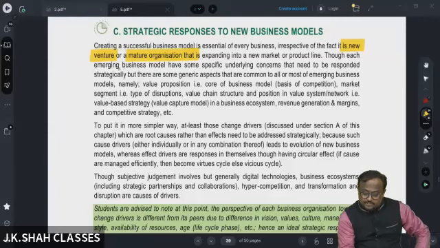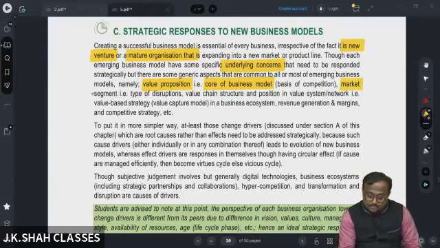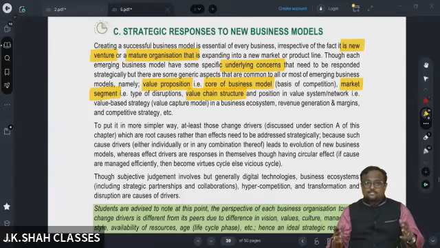So though each emerging business model has some specific underlying concerns that need to be responded to strategically, there are some generic aspects that are common to all or most of the emerging businesses, namely value proposition. Value proposition means the core of your business model, what is different about you, your different market segments, and your value chain structure. Value chain structure means your entire structure of the business, so that non-value-added activities are also removed.